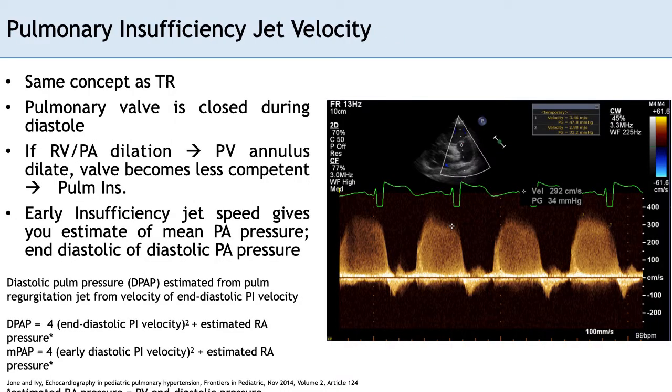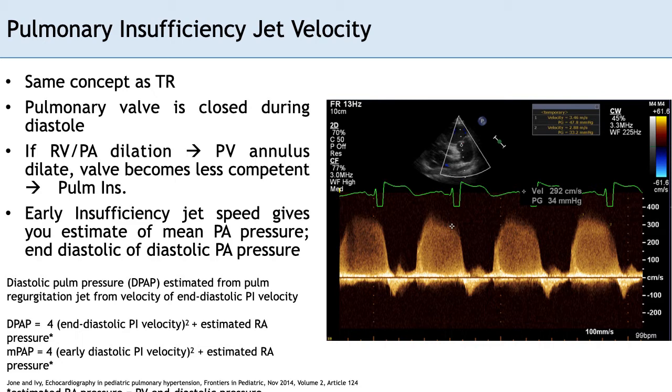The next marker, which I alluded to at the beginning of the presentation, is the pulmonary insufficiency jet velocity. It's a similar concept to the tricuspid regurgitant jet, except that the pulmonary valve closes during diastole, so the Doppler profile gives you a sense of what's happening in the diastolic phase of the cardiac cycle. Similarly to the TR jet, if the RV and the main pulmonary artery start dilating, the pulmonary valve annulus will dilate, the valve becomes less competent, and you might see some pulmonary insufficiency.